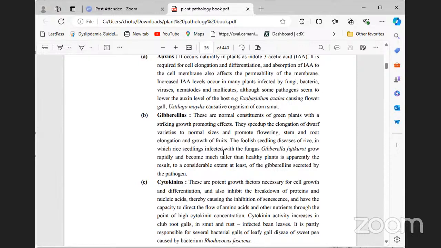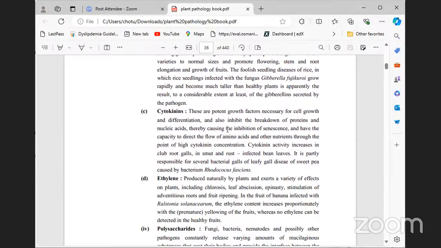The foolish rice disease was identified by Japanese scientists. It is the seedling disease of rice, in which rice seedlings are infected with the fungus Gibberella fujikuroi. The infected seedlings grow very rapidly and become much taller than healthy plants, apparently the result, at least to a considerable extent, of the gibberellins created by the pathogen.